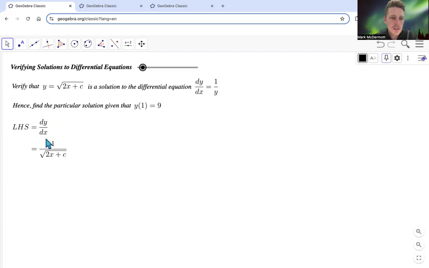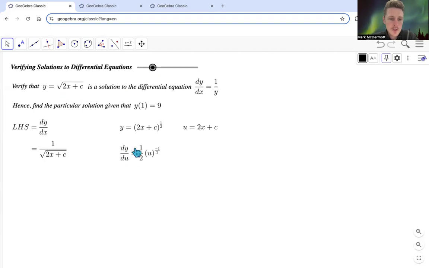We can see that the left-hand side of this equation is dy dx. So we need to find dy dx. We need to find the derivative of this. Now, hopefully you're recognizing that in order to find the derivative of this, we need to use the chain rule. So let's set up the chain rule. We're going to say that y equals 2x plus c all to the power of 1/2. Now, remember that when you take the square root of something, it's the same thing as raising it to the 1/2. Now, let's set the inner function and call that u to be 2x plus c.